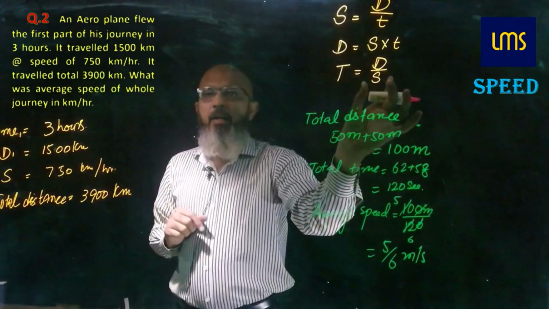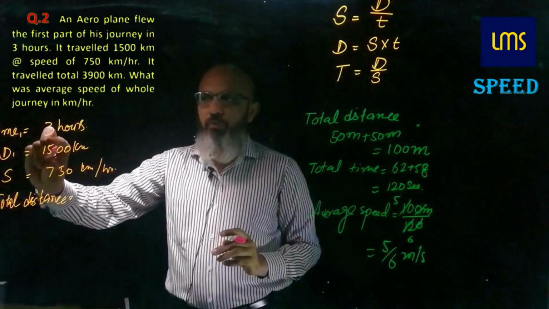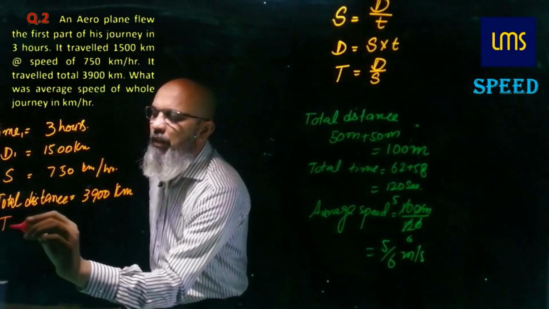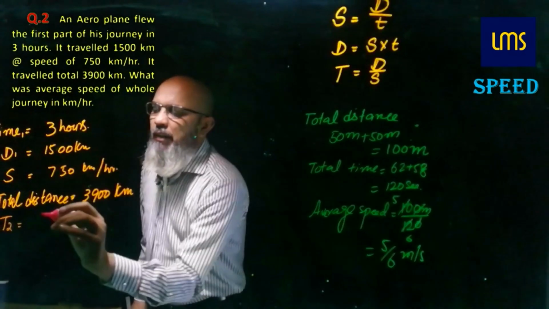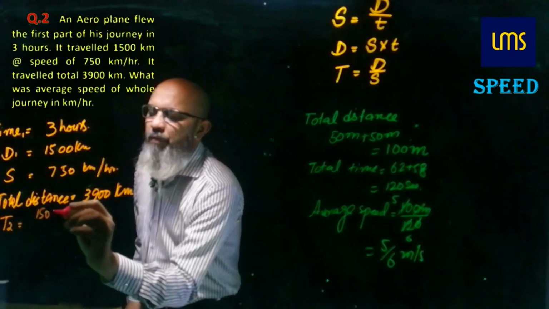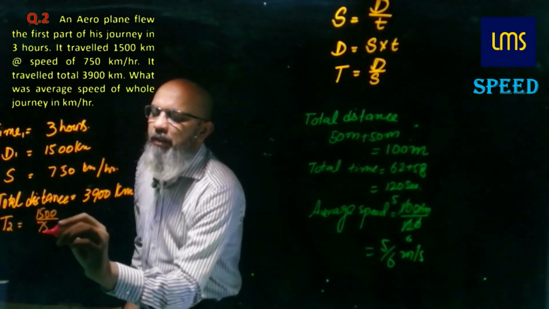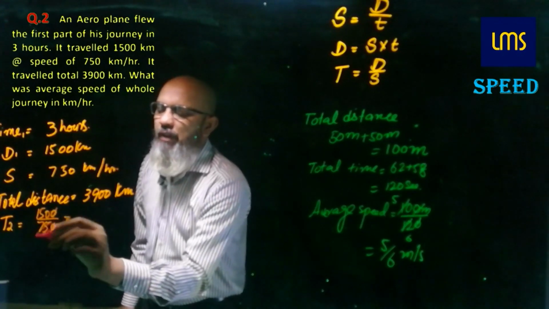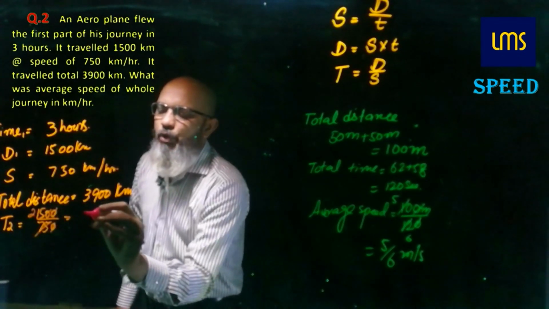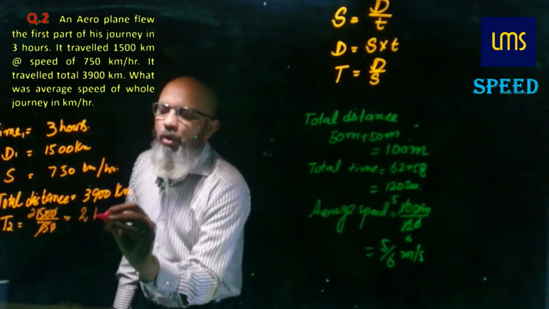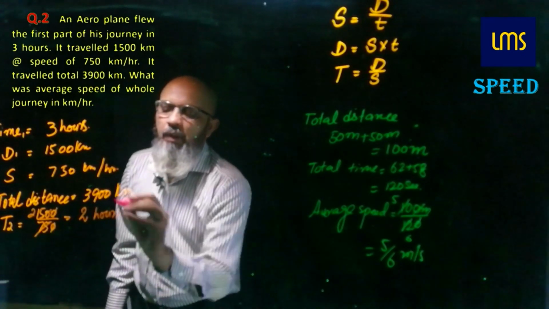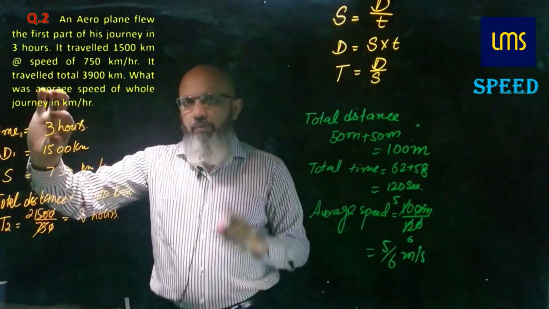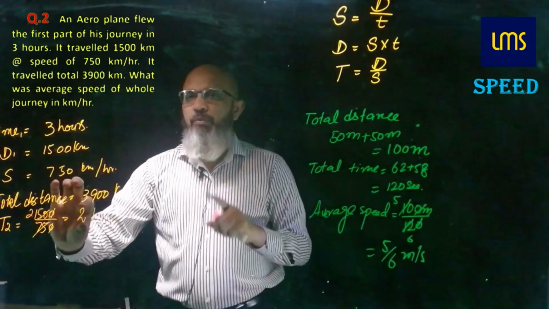You can find it simply as distance divided by speed. Distance is 1500 kilometers, so T2 is 1500 over 750. It's a very easy calculation. It cuts with 0, 75 2s are 150. So your answer is 2 hours. Clear?